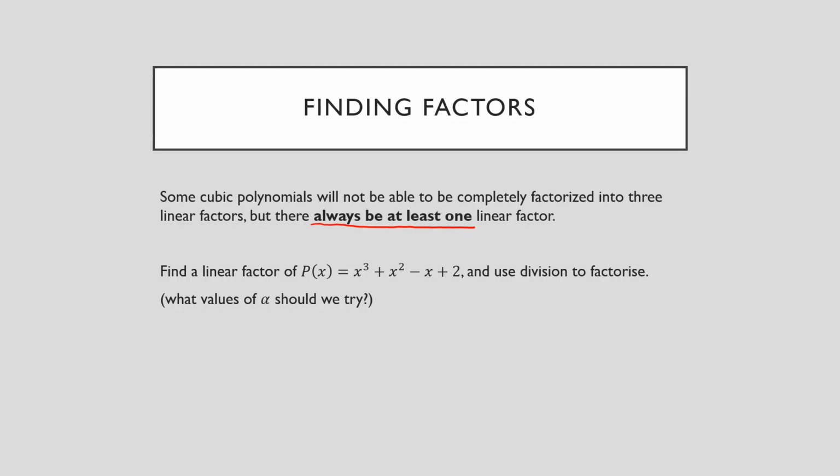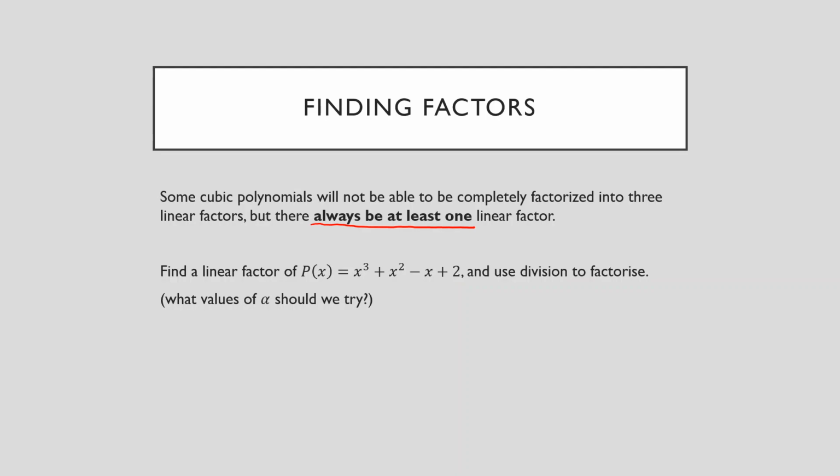In the next video, though, we'll see that it won't always be of the form x plus something or x minus something. It could be 2x plus something or 2x minus something, all right? But for now, we're just focusing on when that beta value is 1. So first of all, let's do this one. Find a linear factor of this polynomial, use division to factorize, and we'll see what we get, okay?